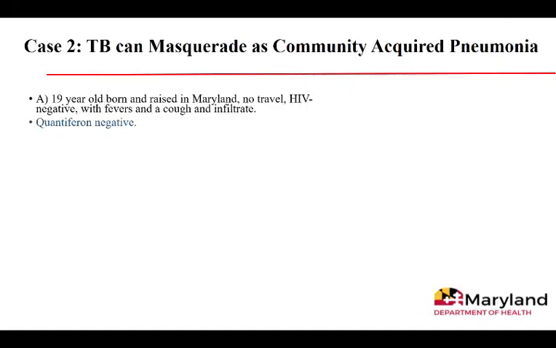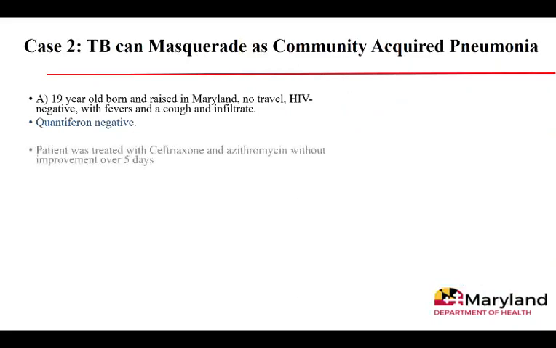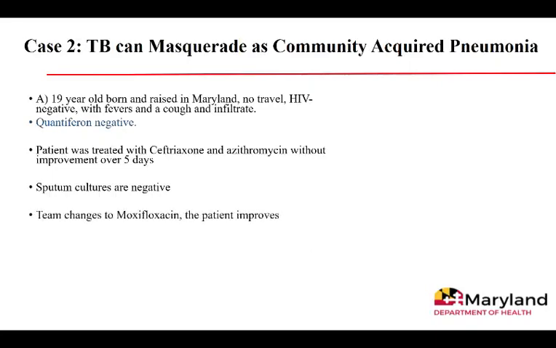She had a negative interferon gamma release assay performed and had a chest x-ray that showed a left lower lobe infiltrate, which looks for all the world like a community-acquired pneumonia. The patient was treated with ceftriaxone and azithromycin as per many clinical guidelines, but she had no improvement after 5 days. Additionally, her sputum cultures were negative for bacterial pathogens. The team consequently considered this to be potential for antibiotic failure and switched her to moxifloxacin, and the patient started to improve.